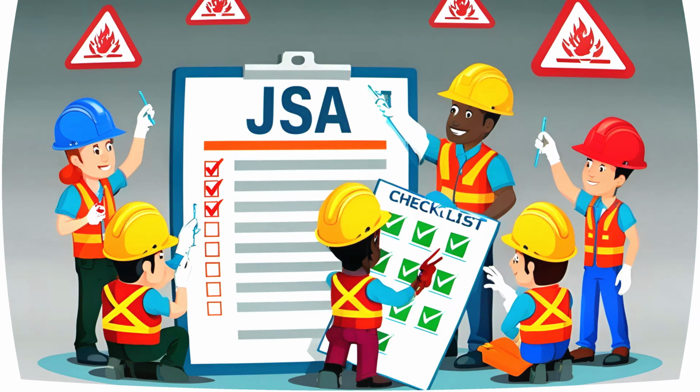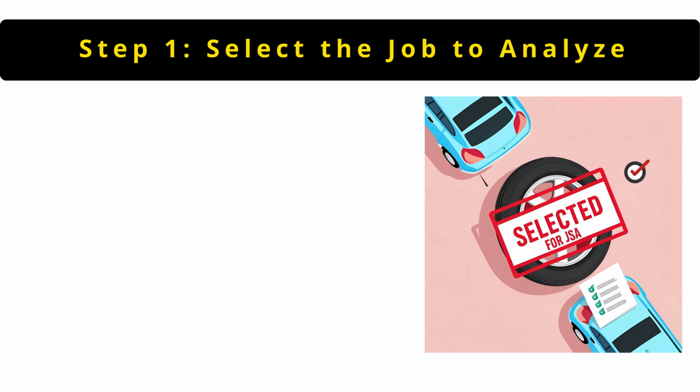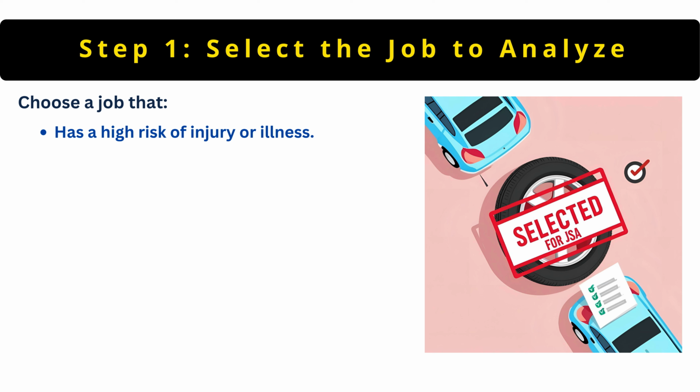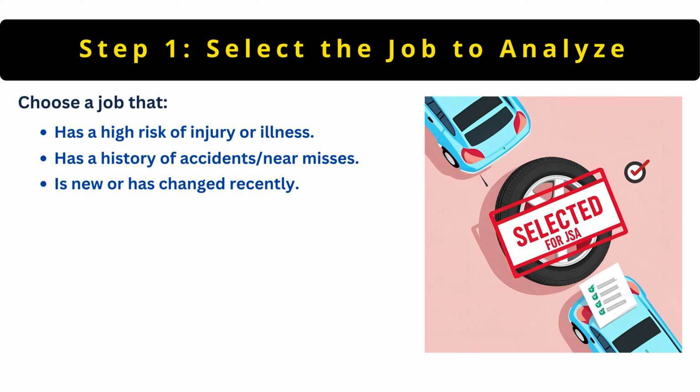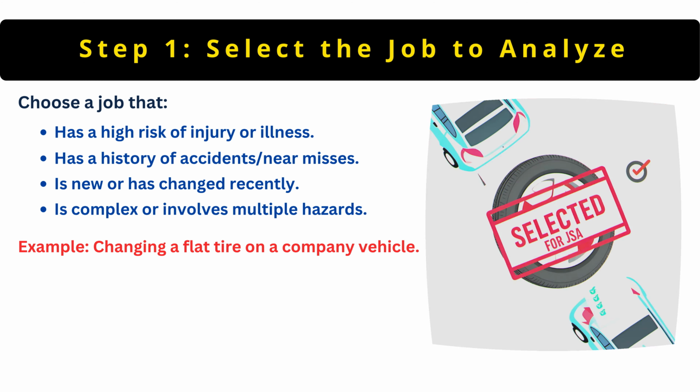Now, let's take a real-world example and walk through each step so you can see exactly how a JSA works in practice. Step 1. Select the job to analyze. First, pick the right job to analyze. Focus on tasks that are high risk, have caused near misses, or are new to your team. For example, operating machinery, working at heights, or even routine jobs like changing a flat tire, which we'll use as our example. Why? Because a simple tire change can lead to crushed fingers, back injuries, or worse if done unsafely.